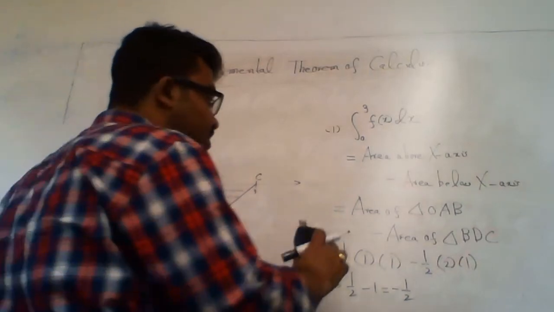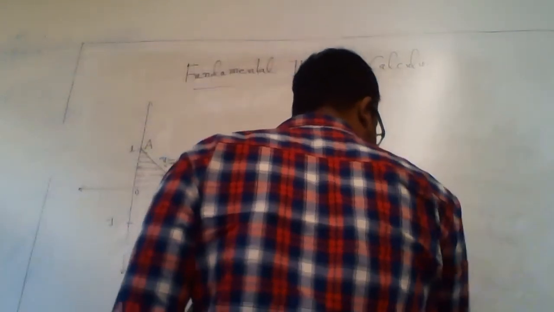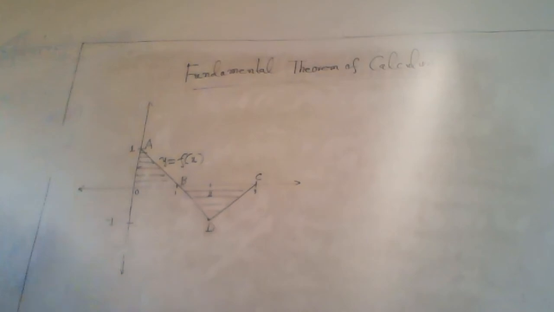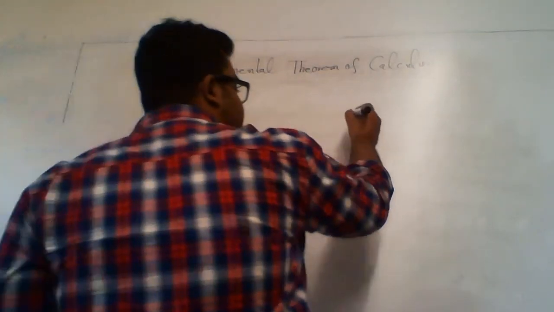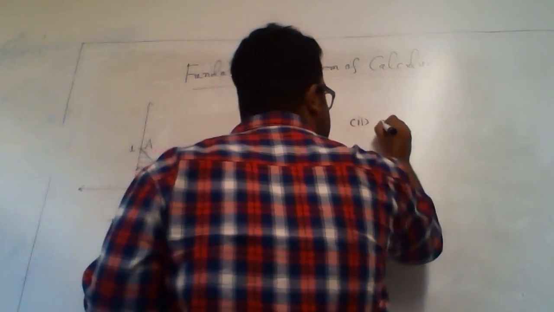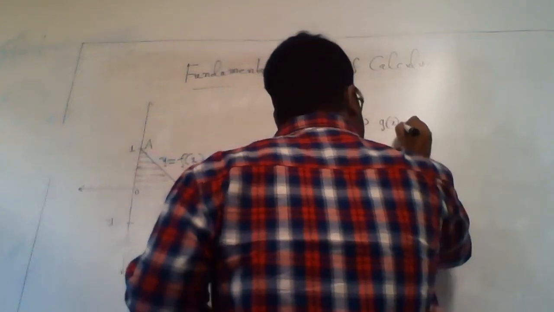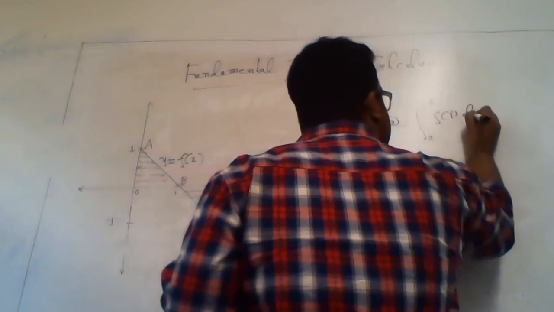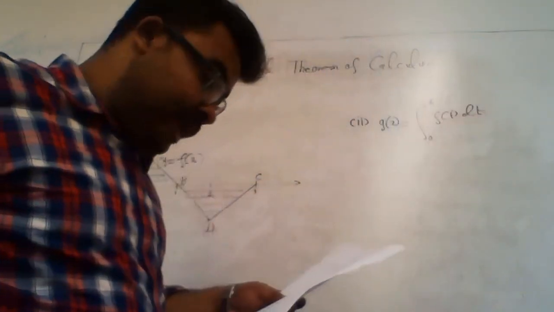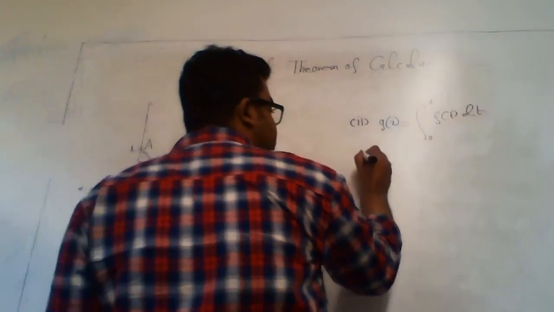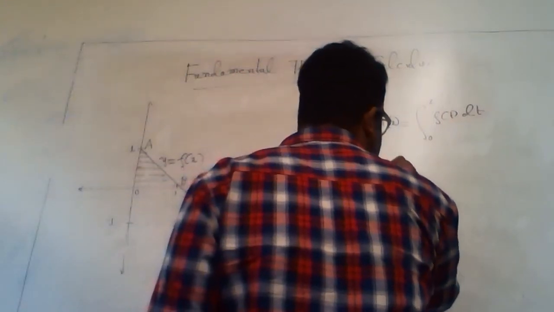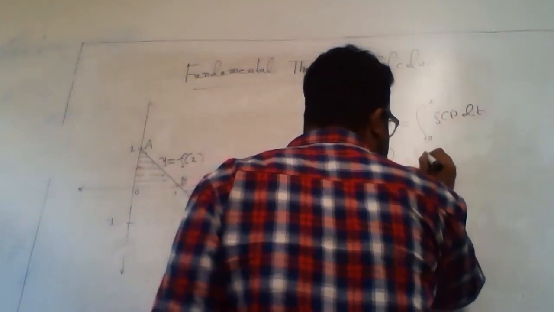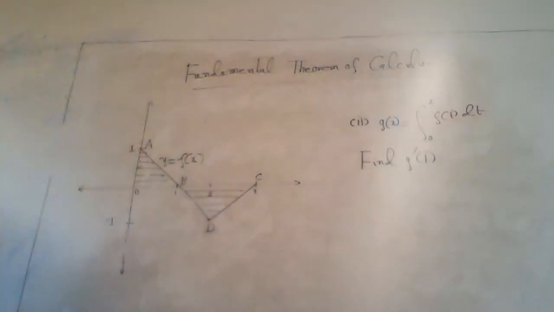The next problem is: suppose g(x) is the integral from 0 to x of f(t) dt. You are asked to find g prime of 1.